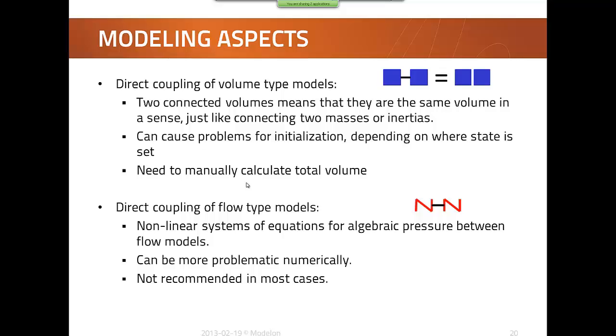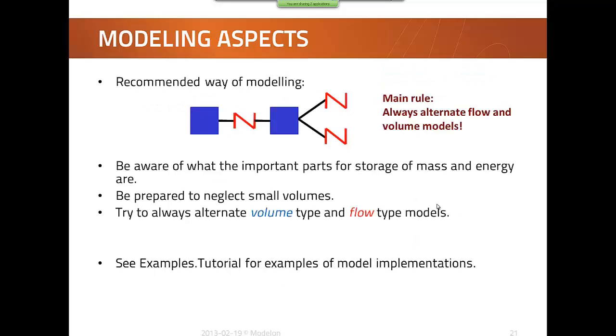There's a direct coupling of flow type models. This is basically not recommended in most cases because it can be very problematic numerically, because you generate something in between here. You would like to have a state, because to calculate the flow over this component, you have to have the dP, and if you don't have a pressure variable here as a state, you have to have an algebraic variable, and then this can lead to problematic nonlinear systems that can be hard to solve. So the main idea here is to try to lump the system in such a way that you connect it with alternating volume and flow type models.